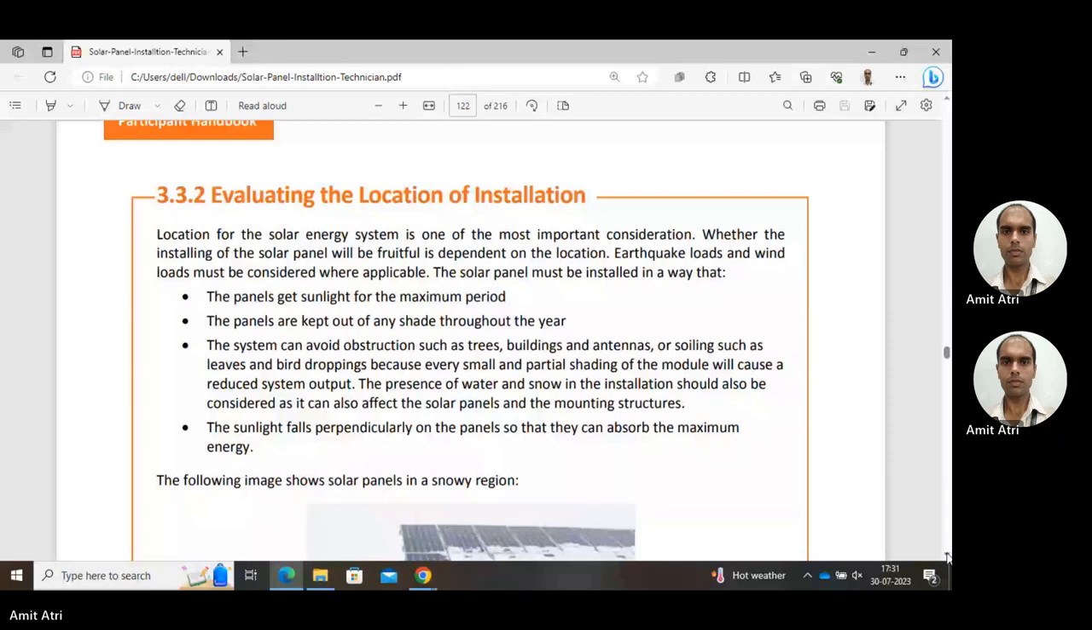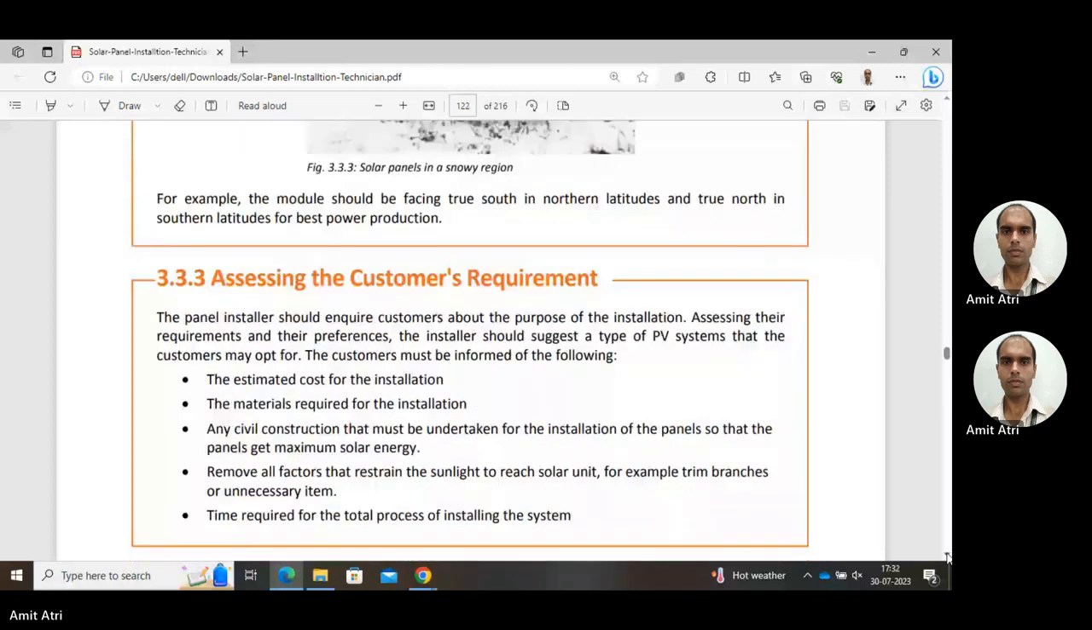Now, the next part is the customer's requirement. In section 3.3.3, we are assessing the customer's requirement. The panel installer should inquire of customers about the purpose of the installation, how much energy is required, and why the customer wants the solar PV system. Assessing their requirements and preferences, the installer should suggest a type of PV system that will be suitable for that customer.